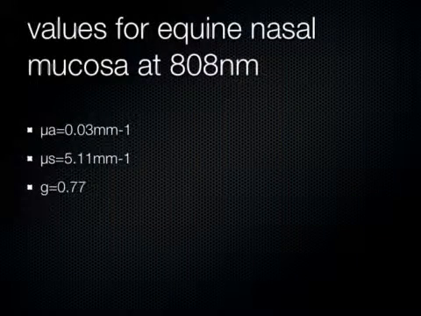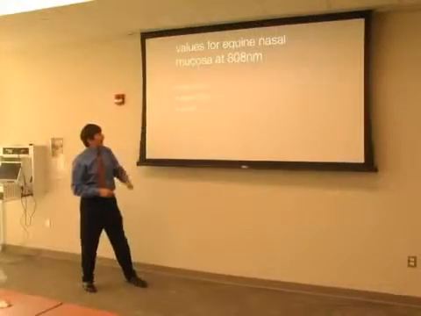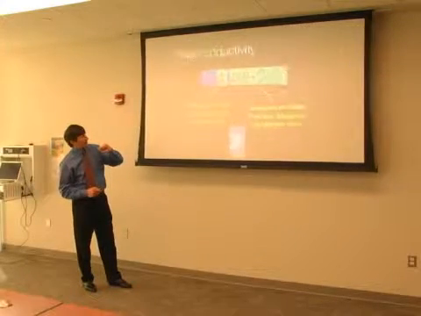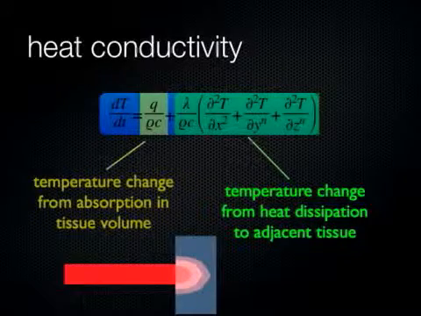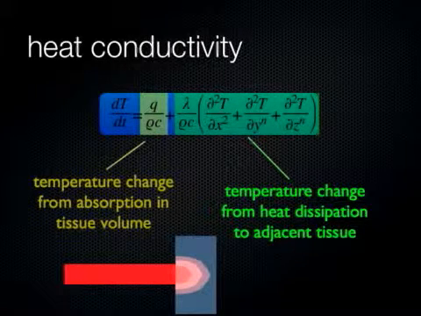So we in the lab are doing some experiments with equine nasal mucosa. It's horse tissue from their nose. And these are measured values we get for the absorption, scattering, and anisotropy factor. And then we do some modeling where we look at heat conductivity. This is just an equation that tells us for a heat source how that heat gets dissipated in some tissue.